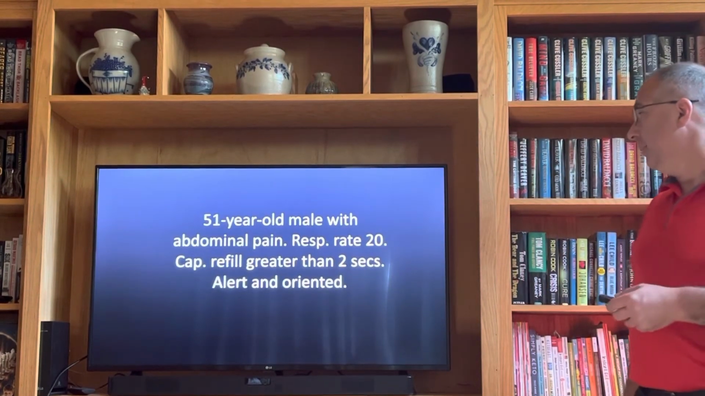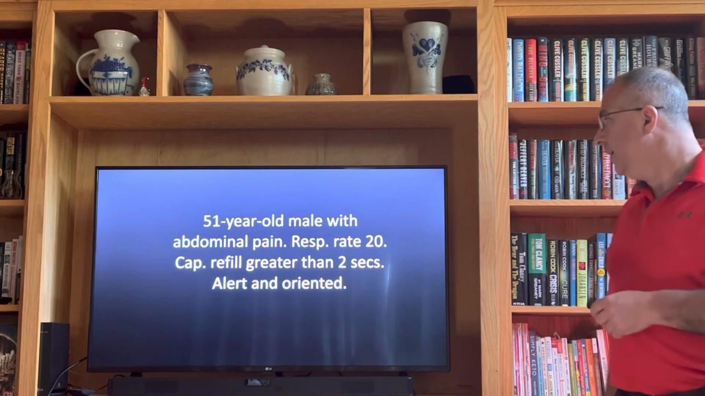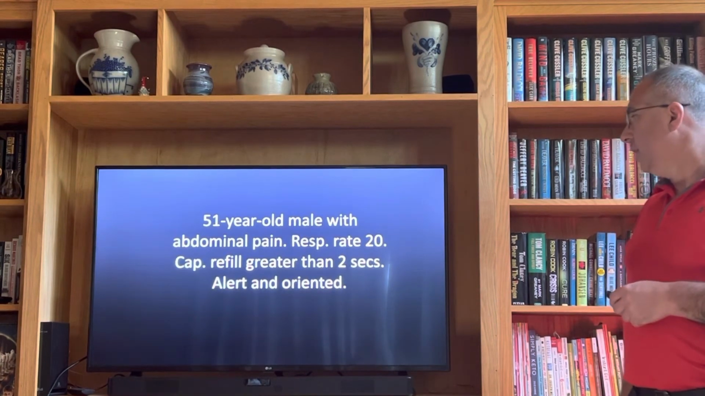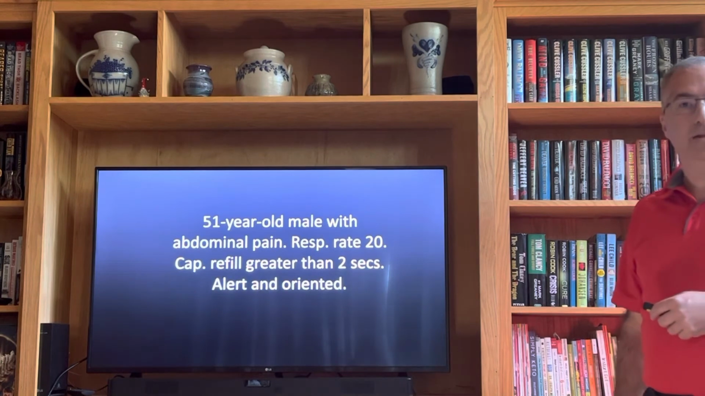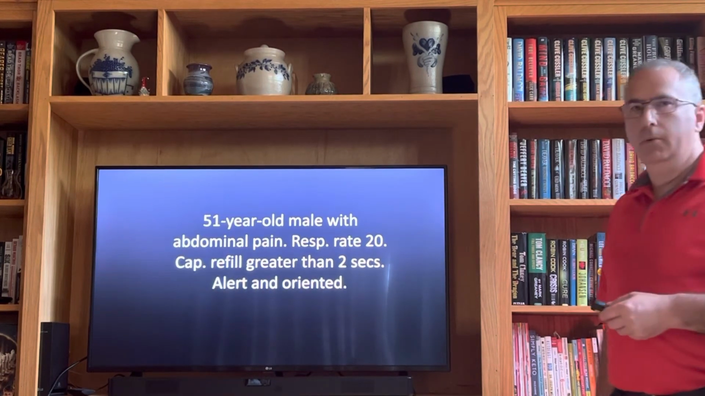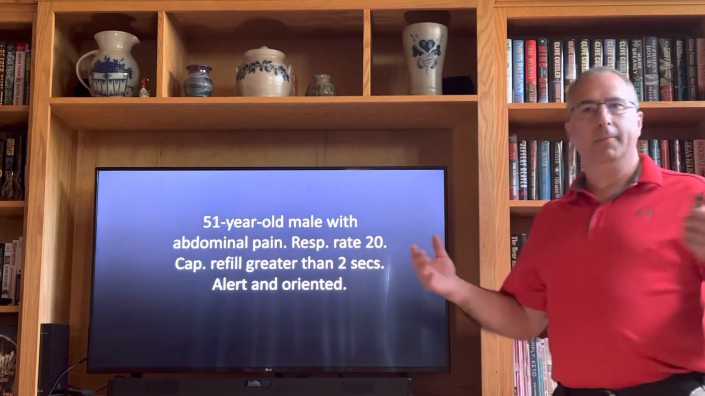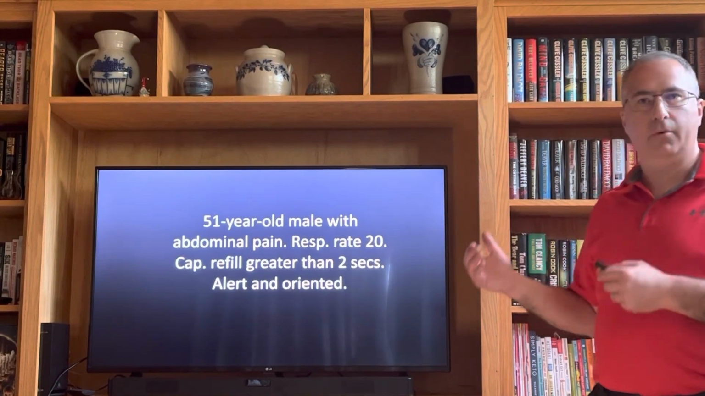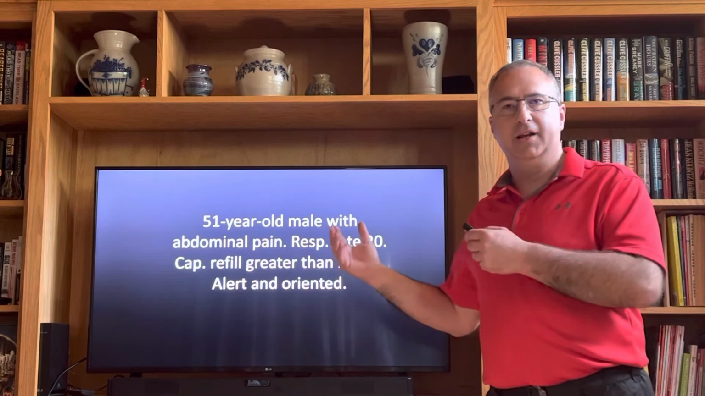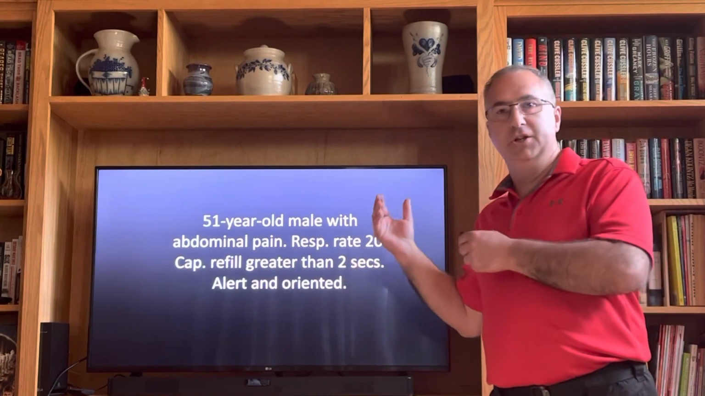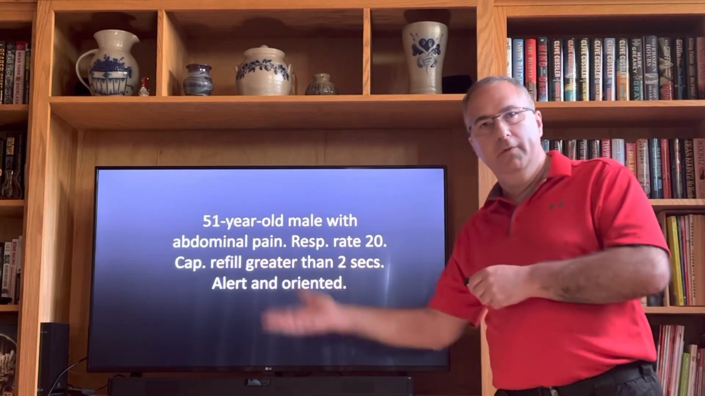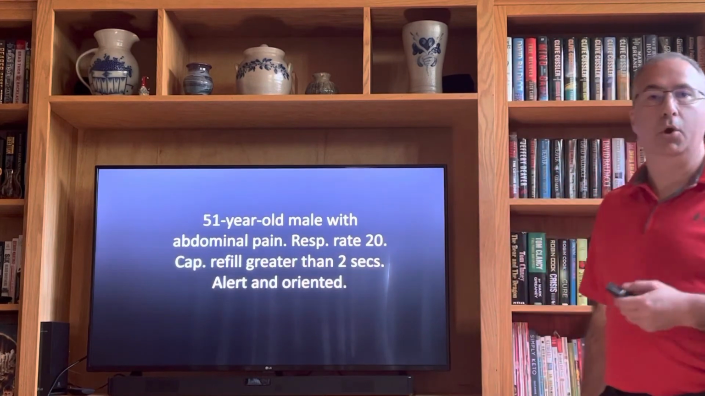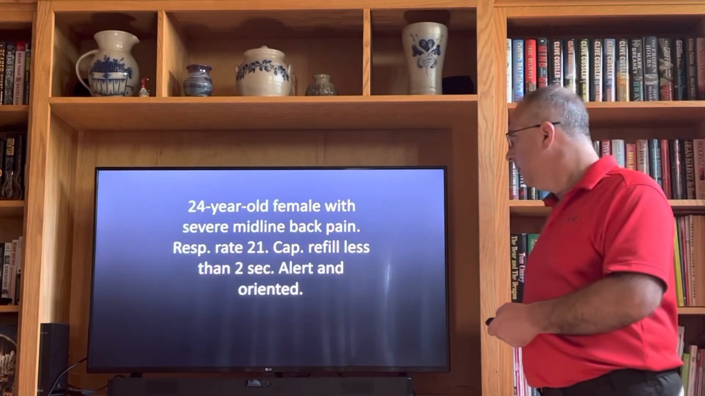51-year-old male, abdominal pain, he has a respiratory rate of 20. He has a cap refill greater than 2 seconds. He's alert and oriented. Well, you're saying, well, wait a minute, he's got abdominal pain. It could be an abdominal injury, but remember what I said, down and dirty. Does he have a radial pulse? Can he walk? Can he talk? Can he mentate? This is a green patient. Move him along. Secondary triage will hopefully catch anything that we miss.